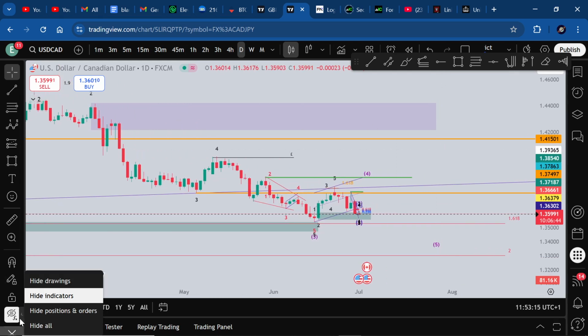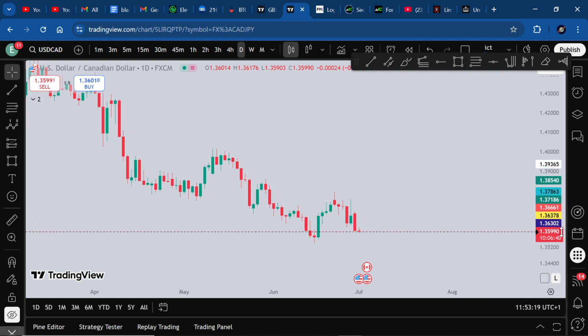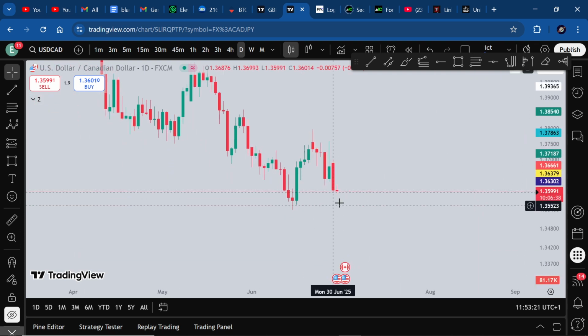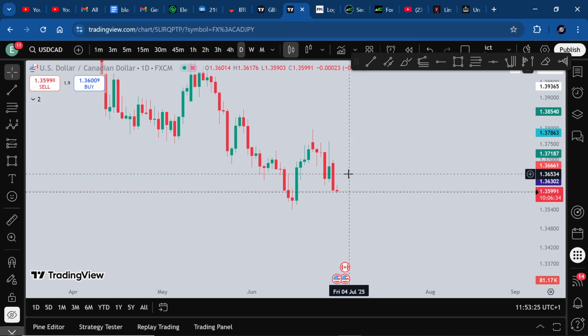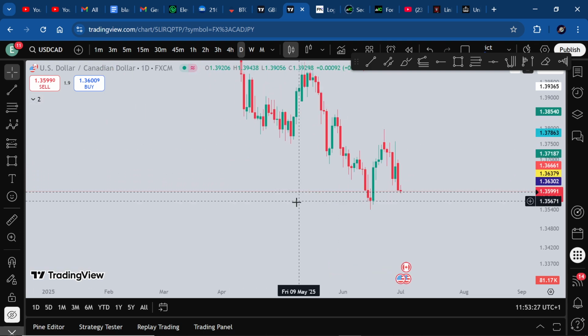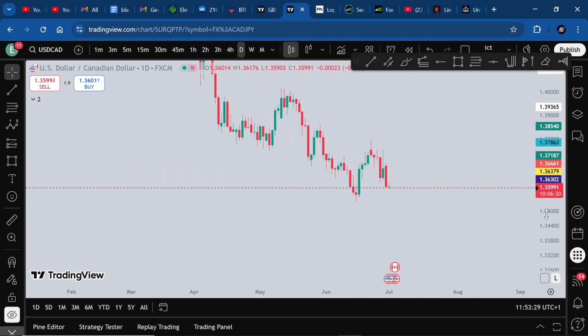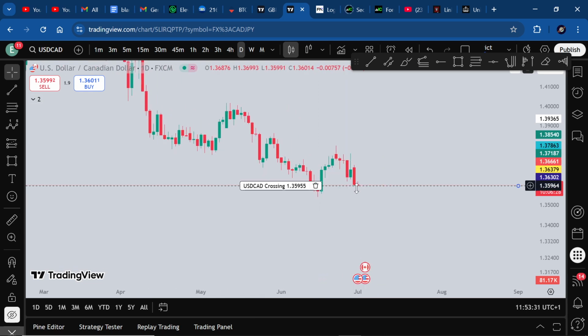And if I just quickly remove the drawings, it all boils down to this. If we accumulate right where we are here, then expect this whole move down to be over. There is a chance that we dip down one more time before going higher.